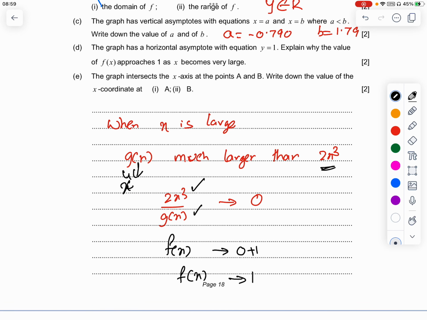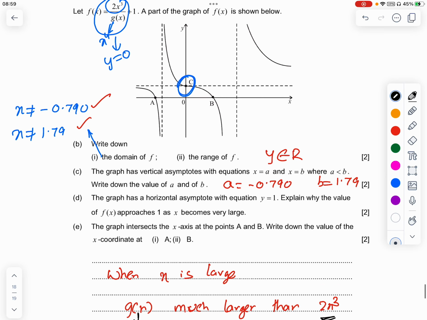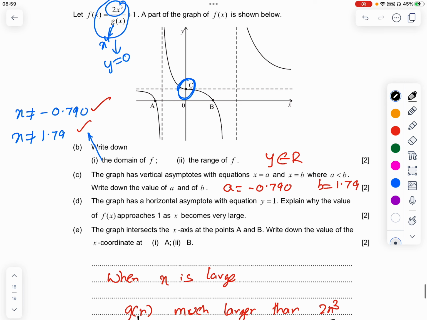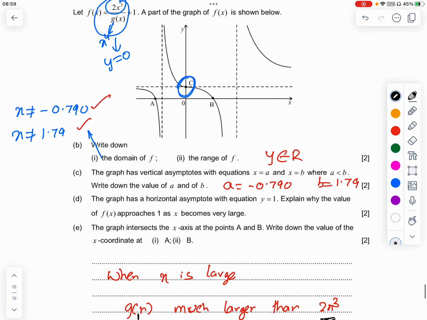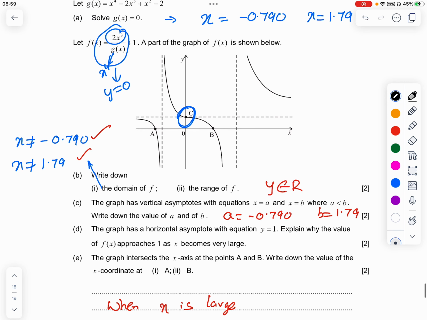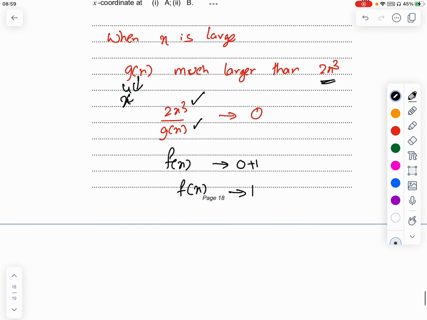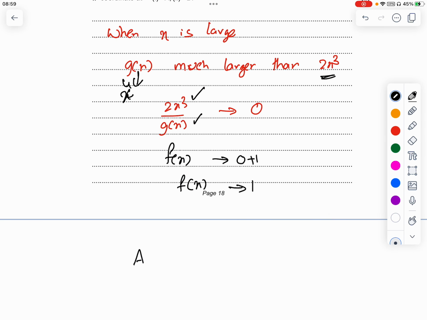Then the graph intersects the x-axis at points A and B. Write down the values of A and B. X-axis means y equals 0. So by GDC, you can see that A value is x equals -1 and B value is x equals +1. Use the GDC, you should be able to get that.